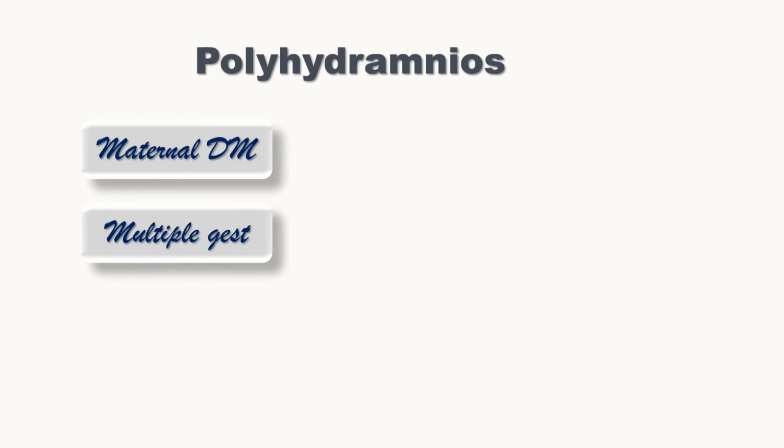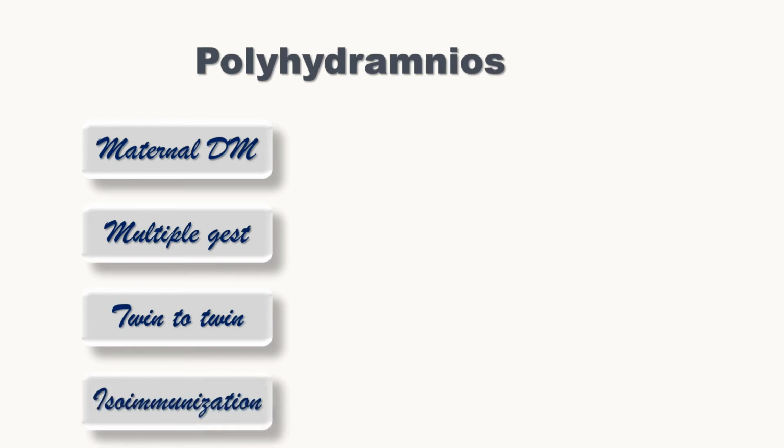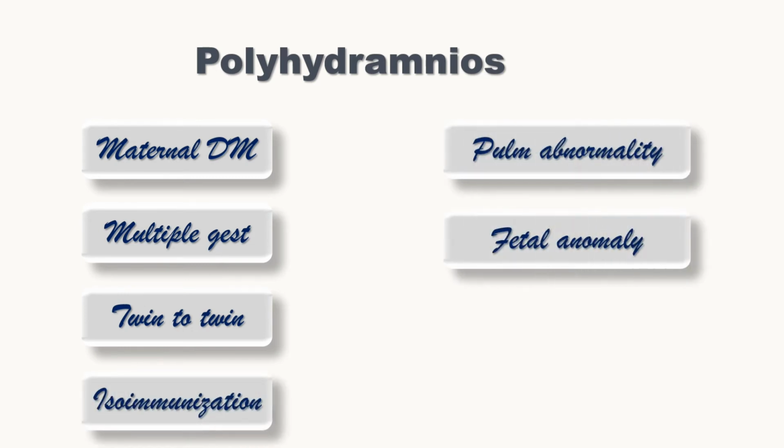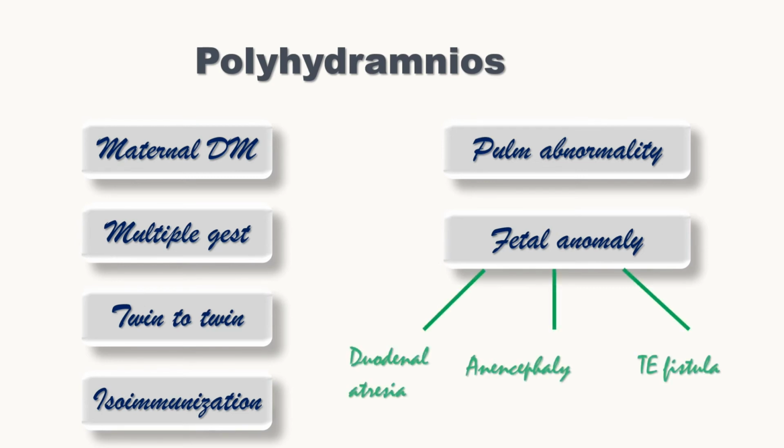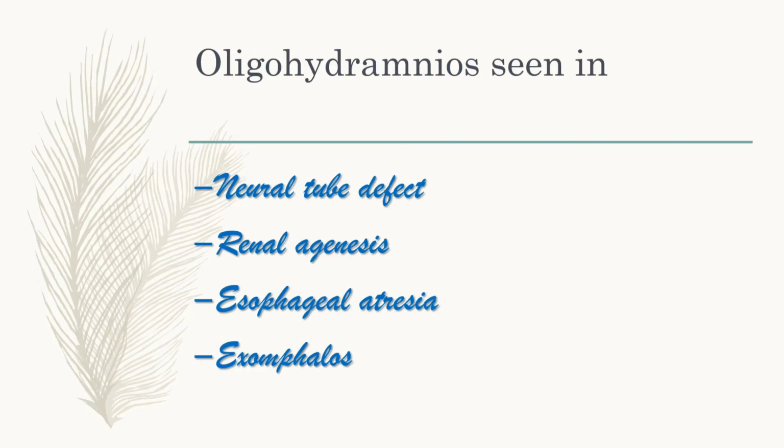So here polyhydramnios causes are maternal diabetes mellitus and multiple gestation. With multiple gestation, there can be twins, so twin to twin transfusion. Next, isoimmunization, pulmonary abnormality and fetal anomaly. Fetal anomaly can be anencephaly, tracheoesophageal fistula or other fistulas also. So atresia, fistula and anencephaly. So maternal diabetes causes polyhydramnios, maternal hypertension causes oligohydramnios. Please remember.